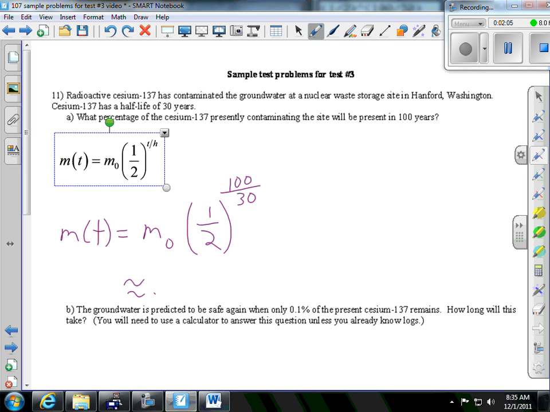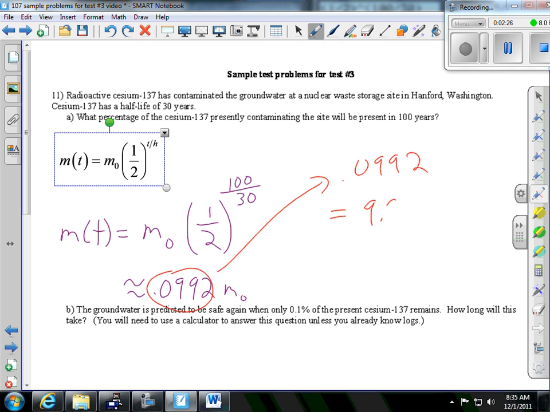So this is roughly 0.0992 times M0. So whatever amount of stuff you had in the beginning, M0, you have 0.0992 of it left at the end. And I think that right there is our answer. 0.0992, which is 9.92%. That's how much stuff will be there 100 years into this experiment.